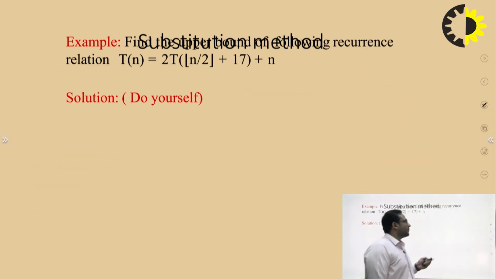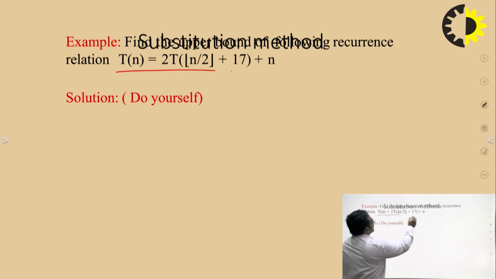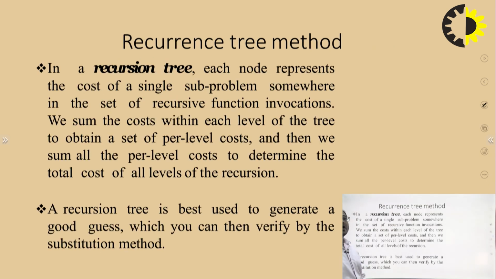This is another example you can do by yourself: Tn is equal to 2T(n by 2) plus 17 plus n. What is the recurrence tree method? Another way you can solve this kind of relation is the recurrence tree method.